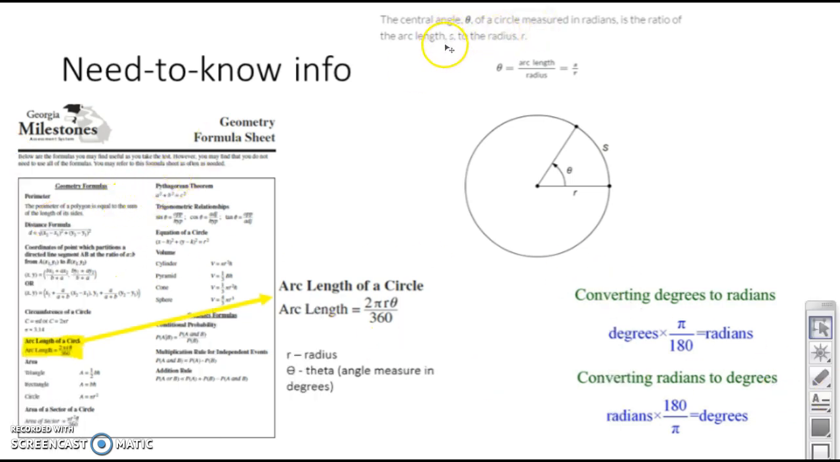Let's start up here. Radians is a new type of measure for us. It is just a form of measure. You know, we can measure things in degrees or inches or centimeters or miles, yards. I mean, there's all kinds of different forms of measurements. And radians is just another way to measure things. Alright?